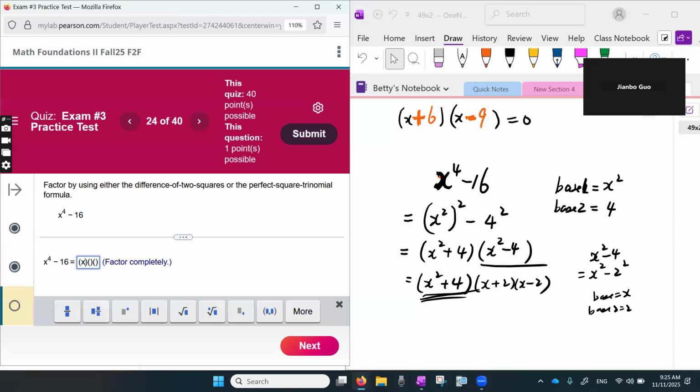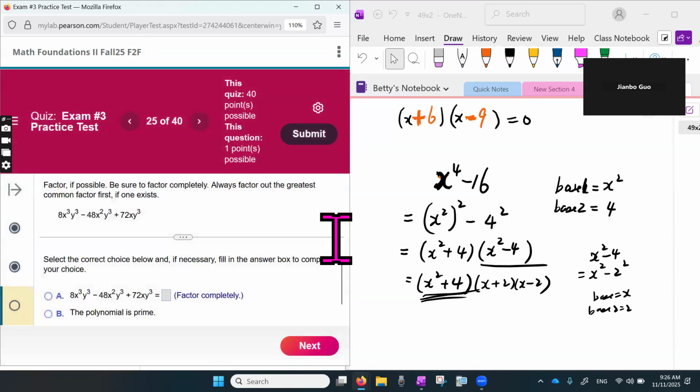Sorry about that. x squared plus 4, and it's x plus 2, x minus 2. Yeah, always double check your entry. Next, question number 25.